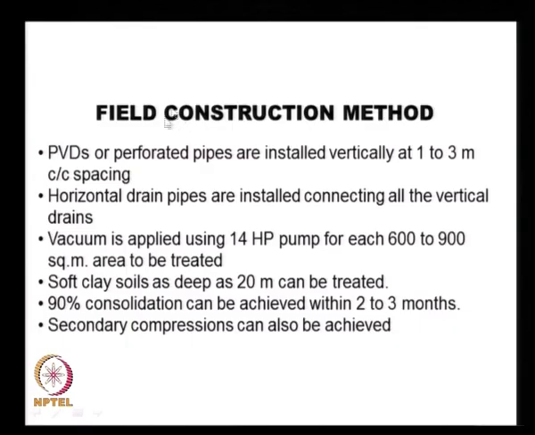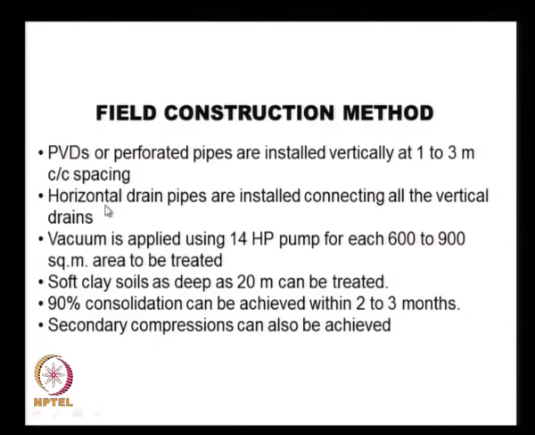Some of the pre-consolidation by vacuum are like this. The PVDs or the perforated pipes are installed vertically at 1 to 3 meters center to center spacing, and initially when the technique came in, the companies used perforated vertical pipes to distribute the vacuum into the soil. But later on, once the PVDs came into the market, PVDs are used to distribute the vacuum, and these are installed at spacings of 1 to 3 meters center to center.